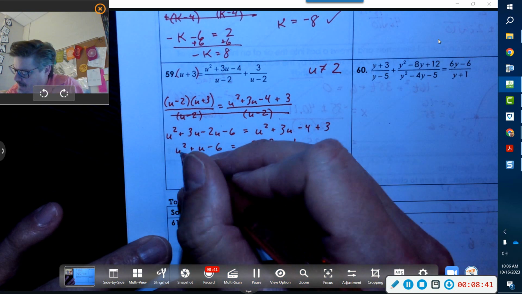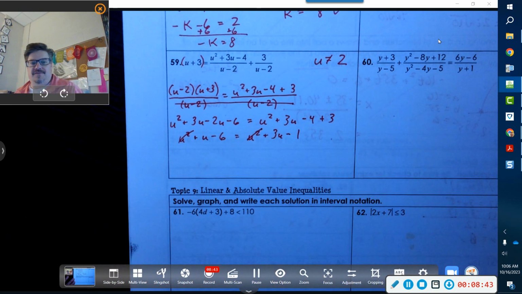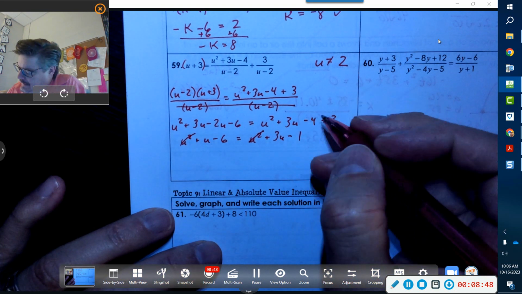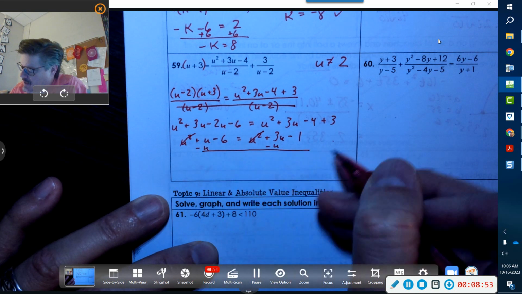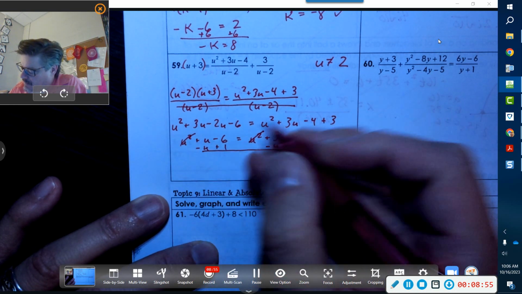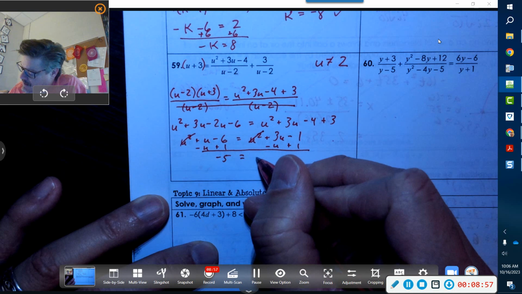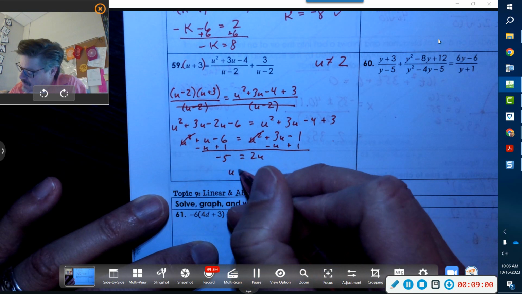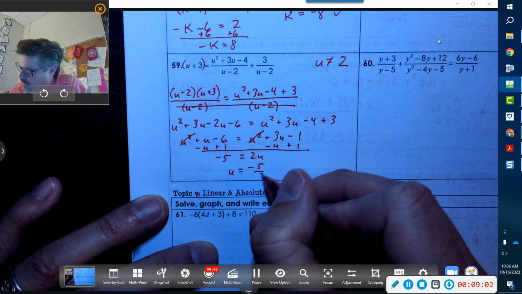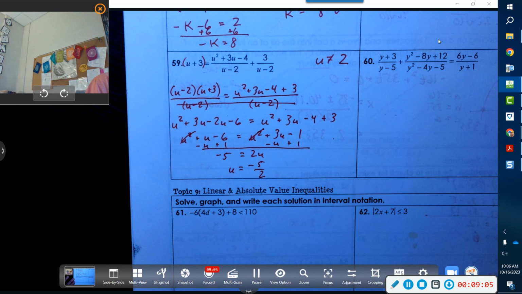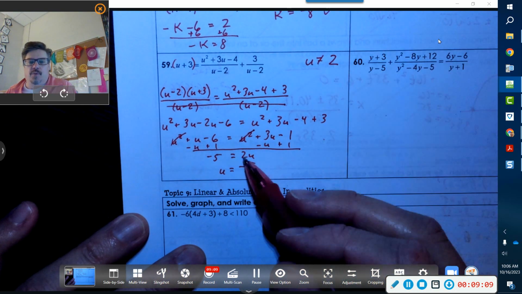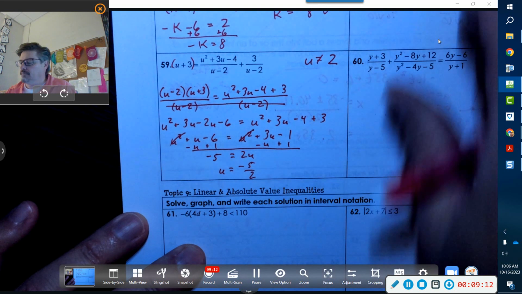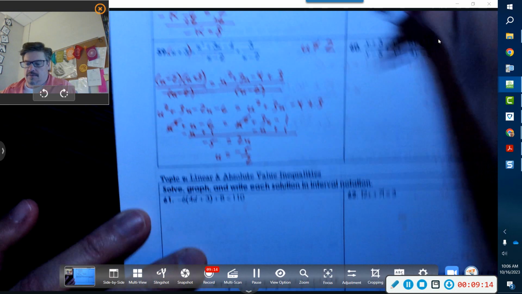Now both of these guys will actually cancel out, because if I added negative u squared to either side, they're going to go. Let's go ahead and move this guy over to here, and then we'll move this guy over to here. So negative 5 equals 2u. So u equals negative 5 over 2. And let me verify that. And that is correct. As long as we don't equal 2, we're good to go. Okay, stop there.